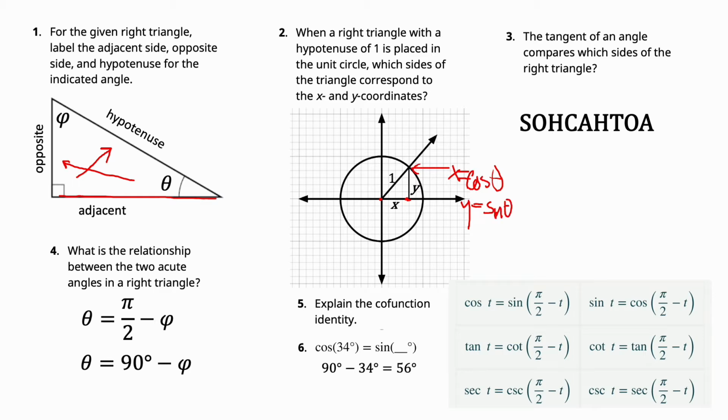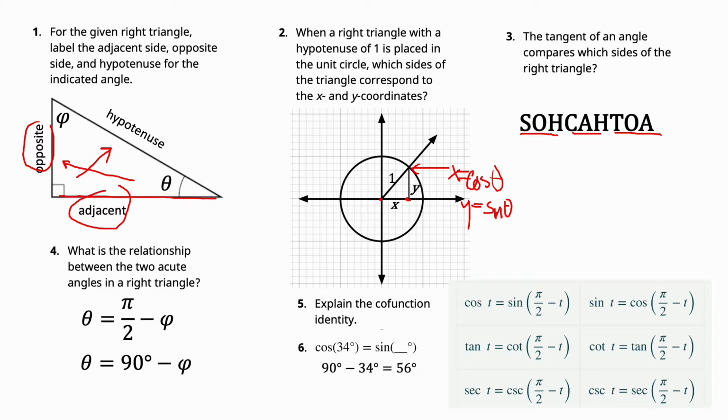The tangent of an angle compares which sides of the right triangle? Well, this just goes back to SOHCAHTOA, right? This is a classic way to remember the connection. Sine is opposite over hypotenuse. Cosine is adjacent over hypotenuse, and tangent, which answers question 3, is the opposite side over the adjacent side. TOA: tangent, opposite, adjacent.